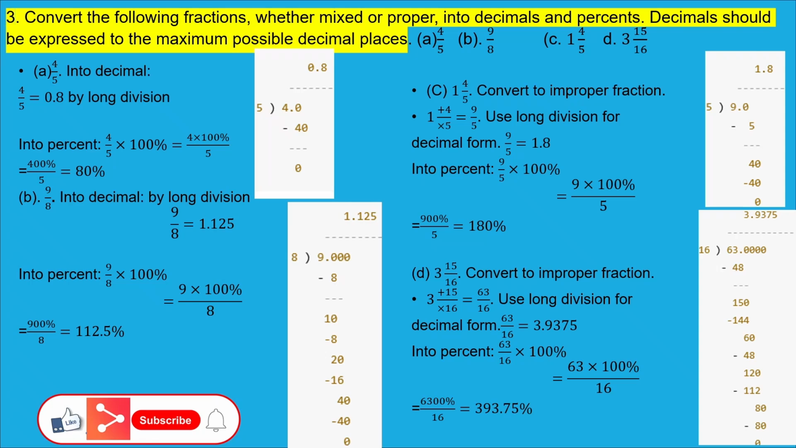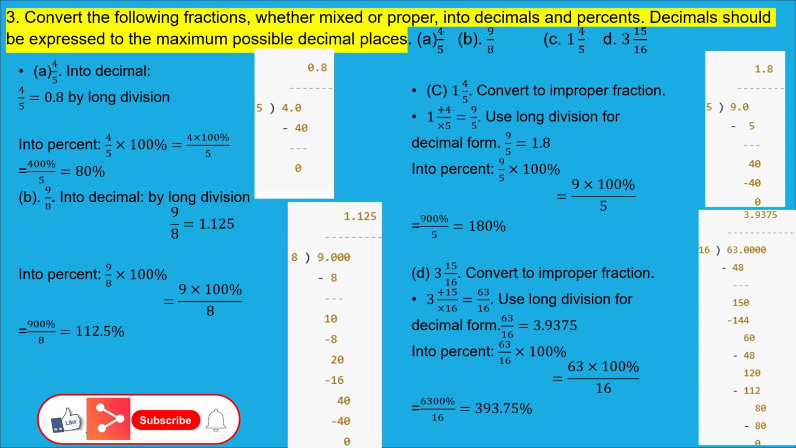Part C, 1 and 4 over 5. You first convert to improper fraction, that makes it 9 over 5. Then use long division as shown in the corresponding picture, and you get 1.8. Then into percent, you multiply by 100 and you get 180%.